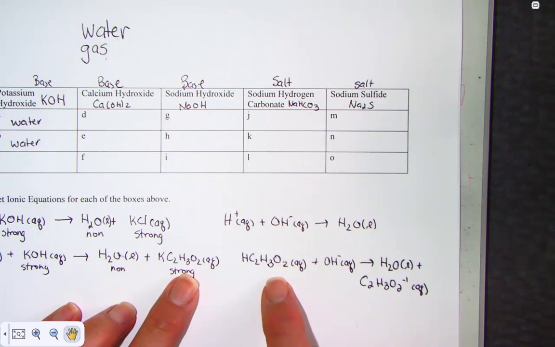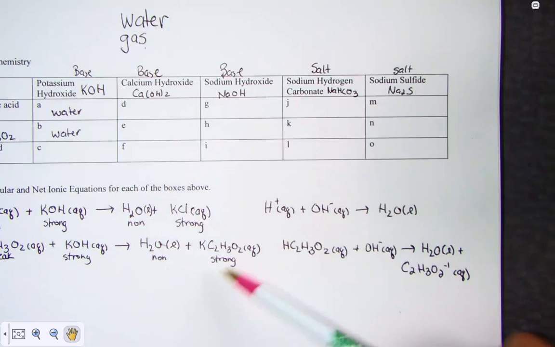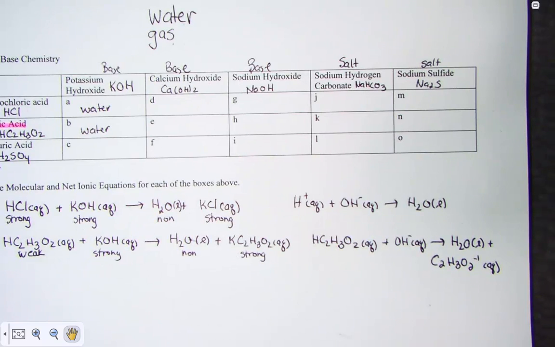Acetic acid, leave together. KOH, we broke apart. Water, leave together. Potassium acetate, we broke apart, eliminated the spectator ion of the potassium, and wrote out our net ionic equation.